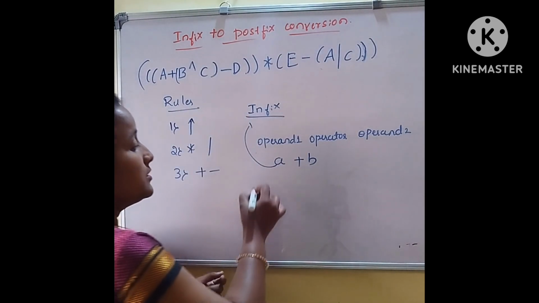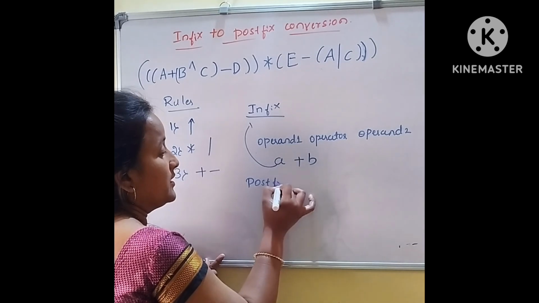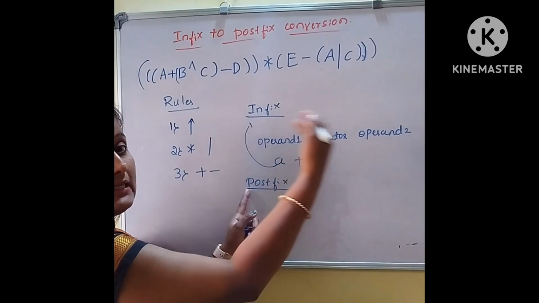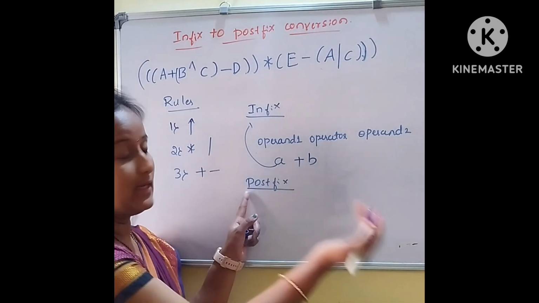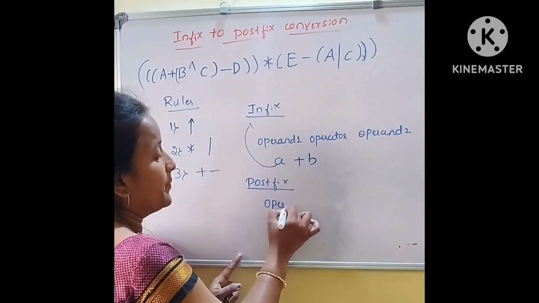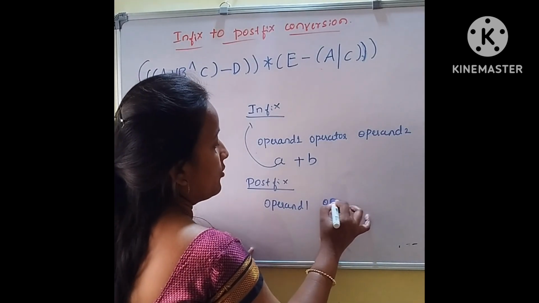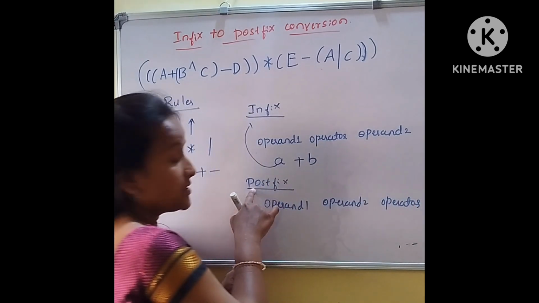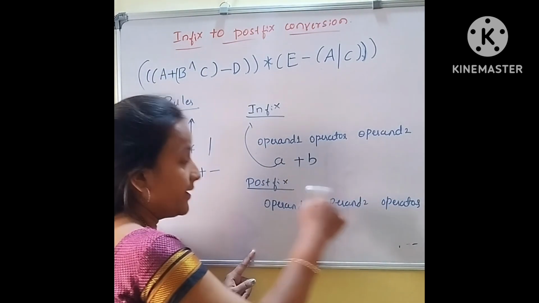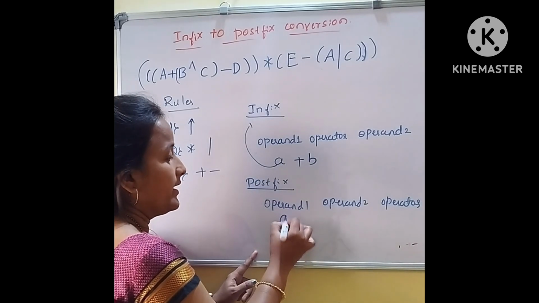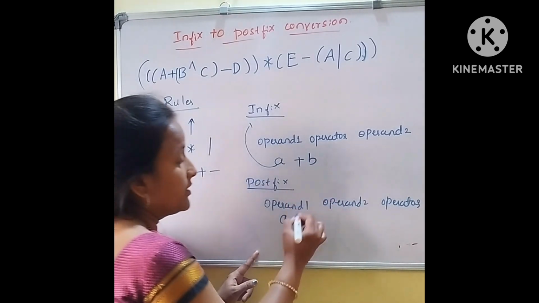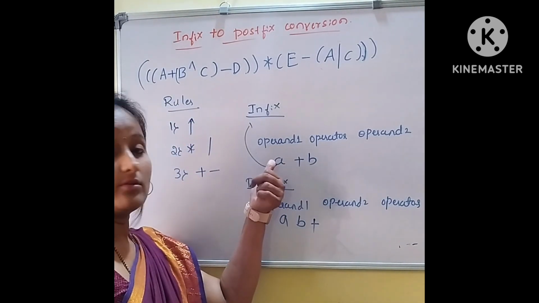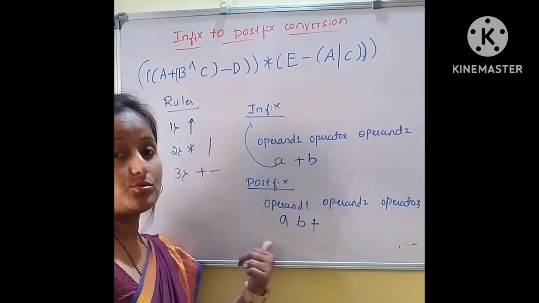Now we'll see how the postfix expression will be. Post means we have to apply at the last. The operator should be applied at the last. It will be like this: operand 1 and operand 2, and last will be the operator. Post is nothing but last. So operand 1 is A, operand 2 is B, and the operator we have used is plus. So this is how we convert from infix to postfix expression.